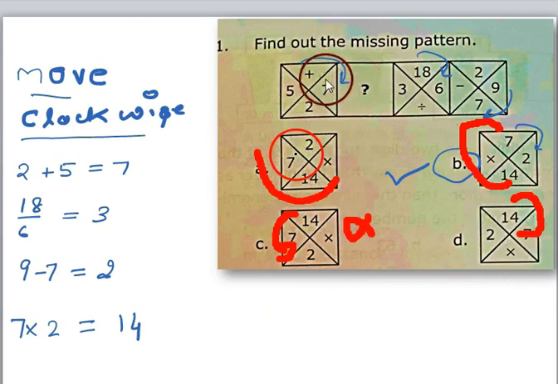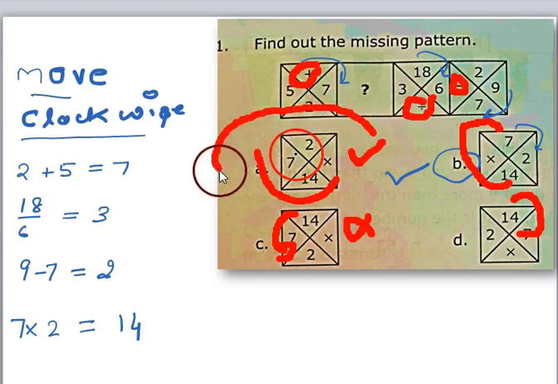So this one is here, then here, then here, so it is moving like this. In the second pattern it should be here. In the third one it is here. The fourth one is here. So that means this one is the correct answer.